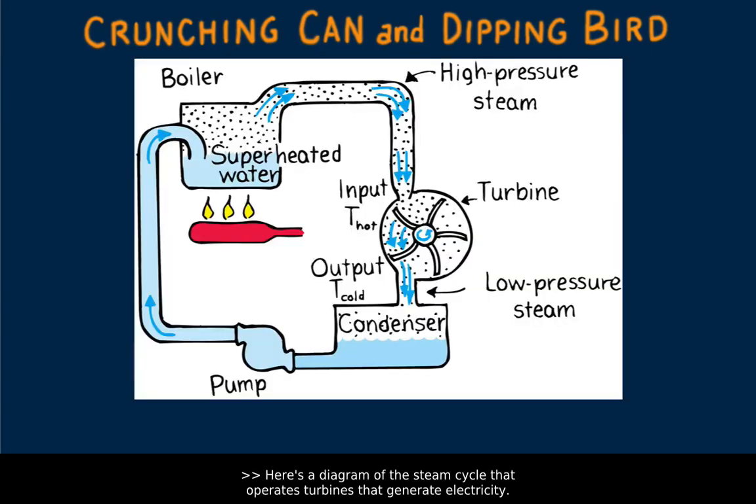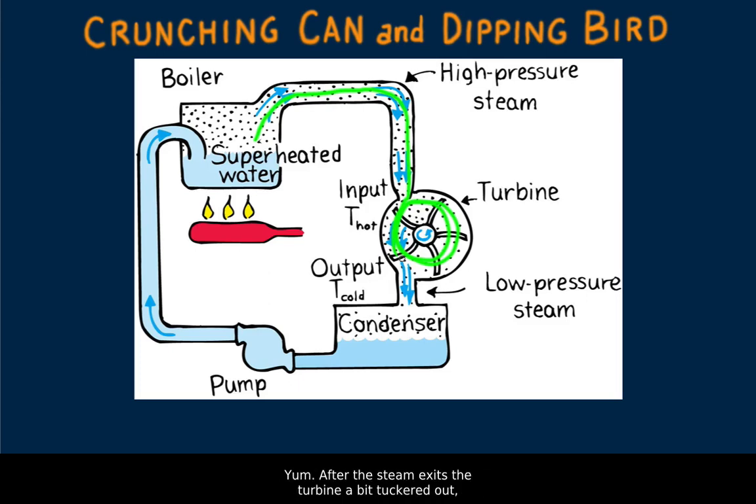Here's a diagram of the steam cycle that operates turbines that generate electricity. It's quite interesting. Let's look at its stages. First, water is heated in a boiler under pressure to temperatures above the normal boiling temperature, appreciably greater than 100 degrees Celsius, where it is turned into steam. The high-pressure hot steam is directed to the turbine. Impact of the steam produces rotation, which drives an electric generator, which in turn produces electricity.